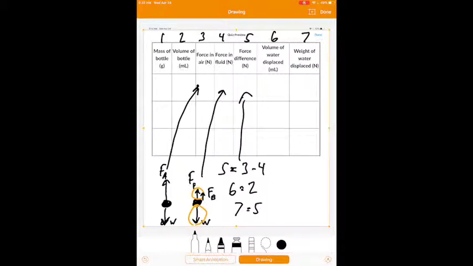Now there's another way of getting column 7. If your bottle is completely submerged, column 7 can be equal to your volume of water displaced, which was your column 6, times the weight density of water, which I gave as 0.0098 newtons per milliliter. So you take your reading in column 6 and multiply times 0.0098, and what you should wind up finding is that if you've done everything correctly, your answer in column 7 should be equal to your answer in column 5.